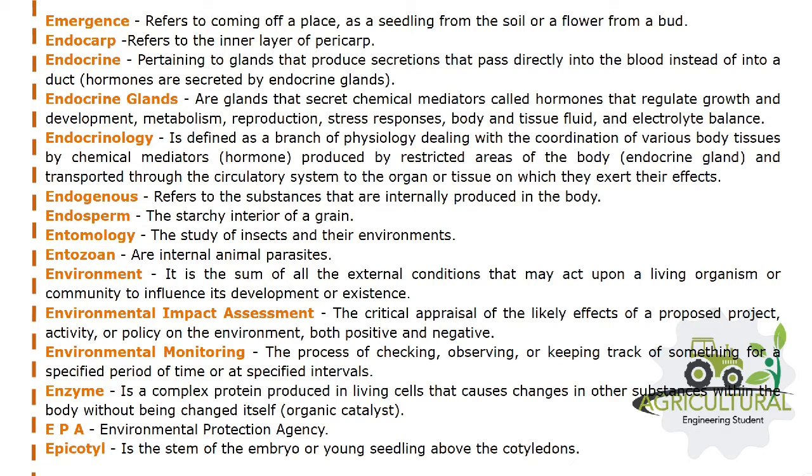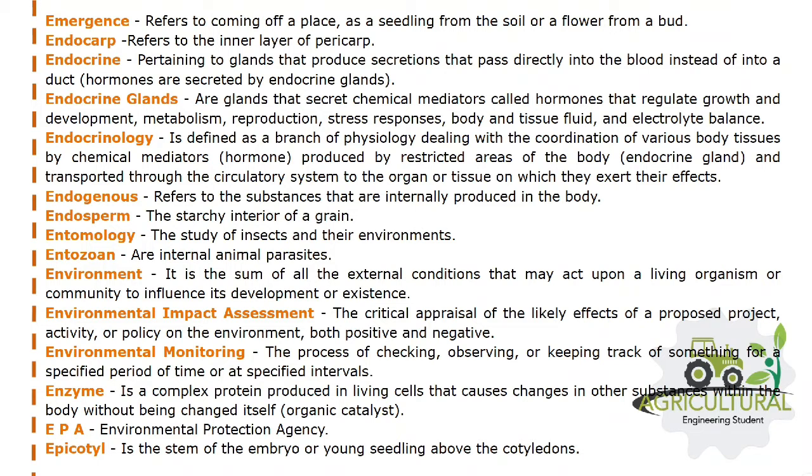Endocrinology is defined as a branch of physiology dealing with the coordination of various body tissues by mediators, hormones, produced by restricted areas of the body, endocrine glands, and transported through the circulatory system to the organ or tissue on which they exert their effects. Endogenous refers to the substances that are internally produced in the body. Endosperm, the starchy interior of a grain. Entomology, the study of insects and their environments.